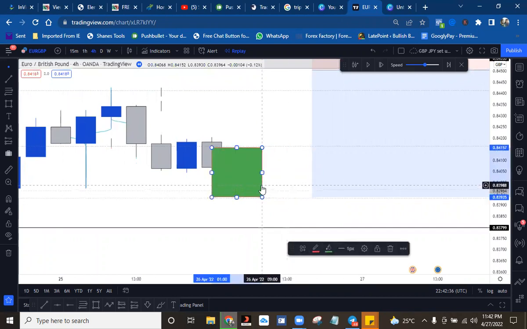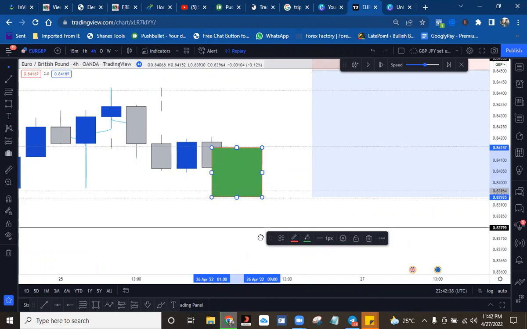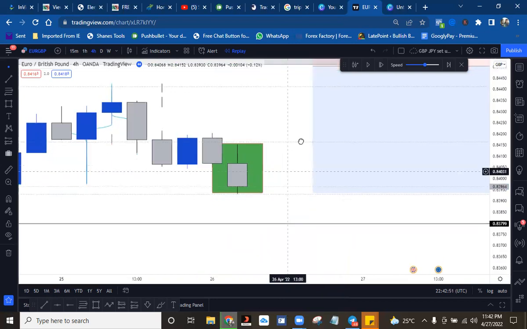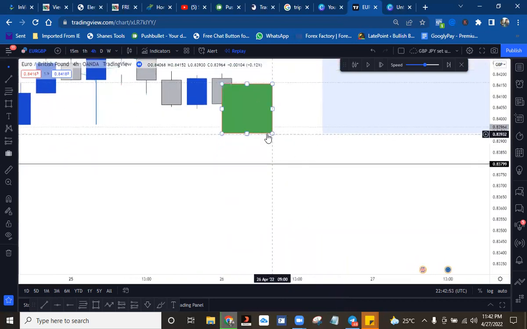Okay, I just want to color that zone so that when we go to lower time frames, we'll be able to come in.